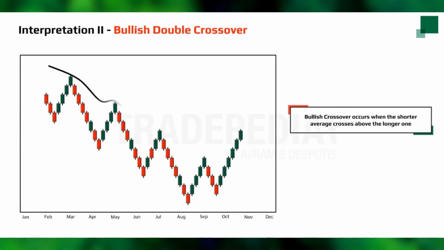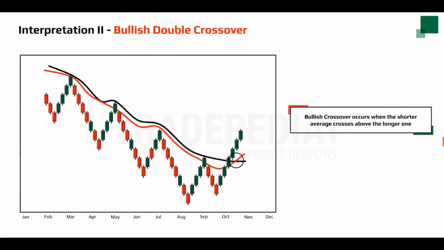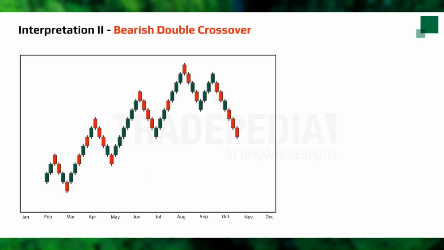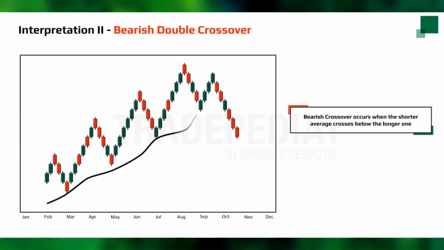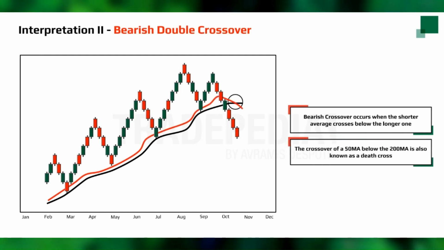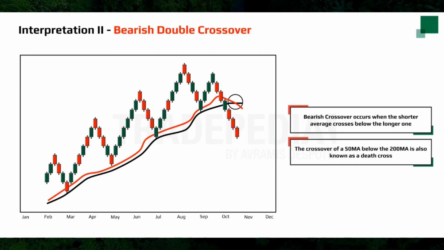A bullish crossover occurs when the shorter moving average crosses above the longer one. The crossover of the 50 MA above the 200 MA is also known as a golden cross. A bearish crossover occurs when the shorter moving average crosses below the longer one. The crossover of the 50 MA below the 200 MA is also known as a death cross.